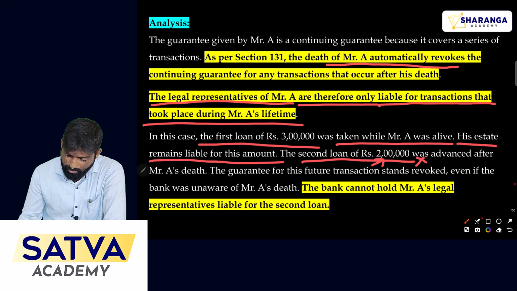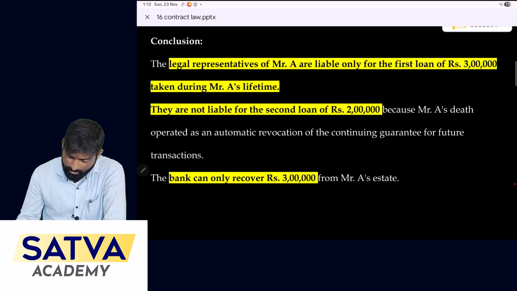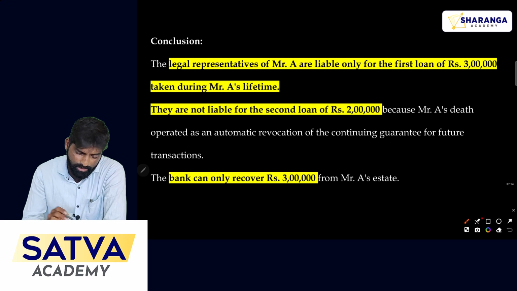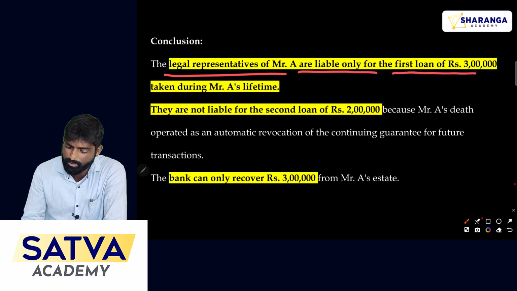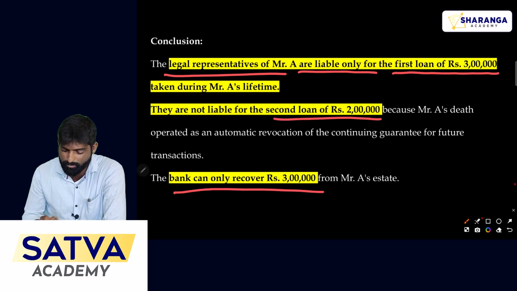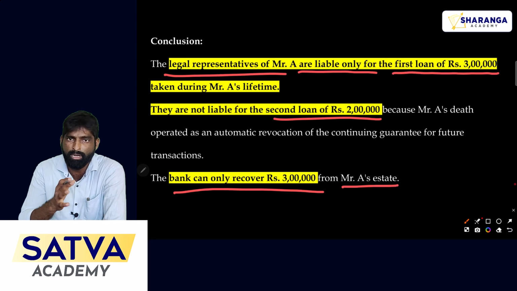Okay, let's see the conclusion for this question. See, here you have to write like this: the legal representatives of Mr. A are liable only for the first loan, that is 3 lakh rupees, and not the additional loan of 2 lakh rupees. Here the bank can recover only 3 lakh rupees from Mr. A's estate. Clear? So that is the conclusion to be given in your answer.